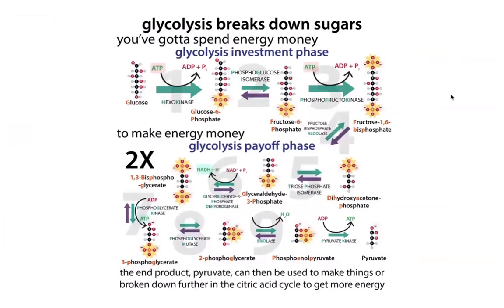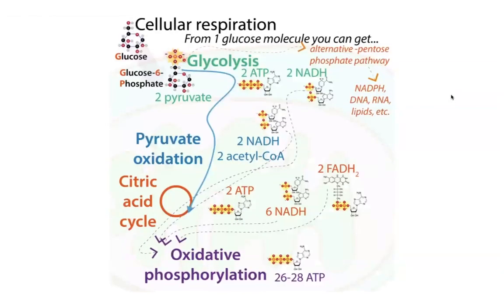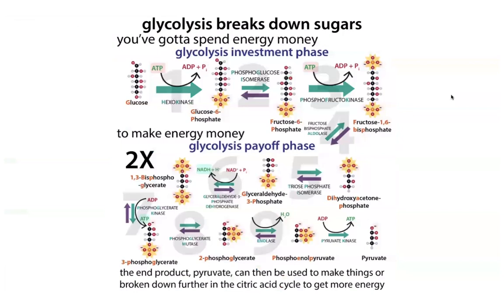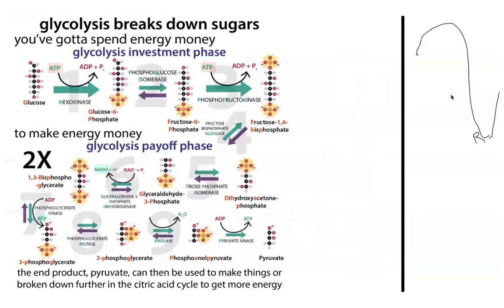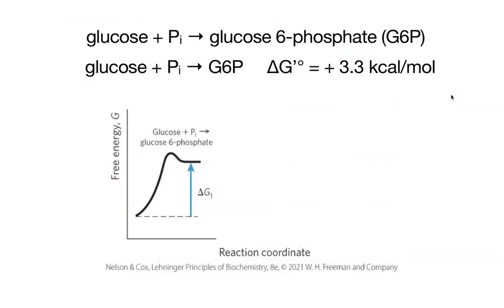One of the first places we'll see this is the first step in glycolysis. Remember, glycolysis is the breakdown of sugars, and the first step is phosphorylating glucose by hexokinase to give you glucose 6-phosphate. This is important for a number of reasons, including trapping that glucose inside the cell so that it can't get back out. But this is going to take energy. If we were to just take glucose and inorganic phosphate and try to combine them, we'd have a positive 3.3 kilocalories per mole change in free energy.